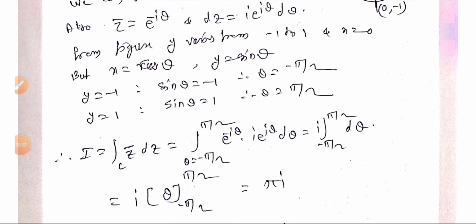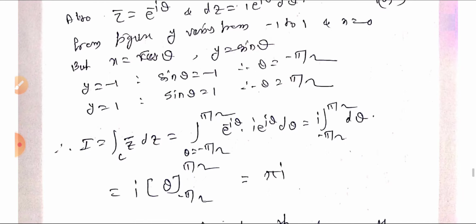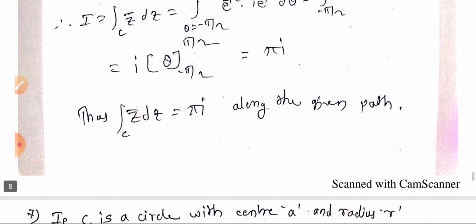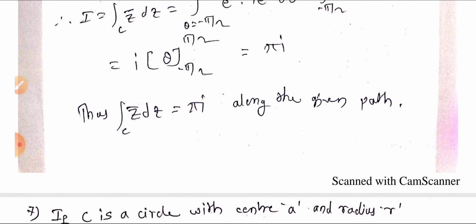So therefore I equal to integral over C of z bar dz, that is equal to integral from minus pi by 2 to pi by 2 of e raised to minus i theta into i e raised to i theta d theta. Minus i theta and i theta get cancelled, remaining is i, take outside, integral from minus pi by 2 to pi by 2 d theta. So integrating we get i times theta between minus pi by 2 and pi by 2, that gives pi i, which is the integral along the given curve.